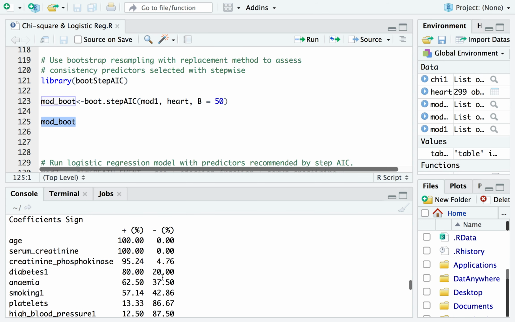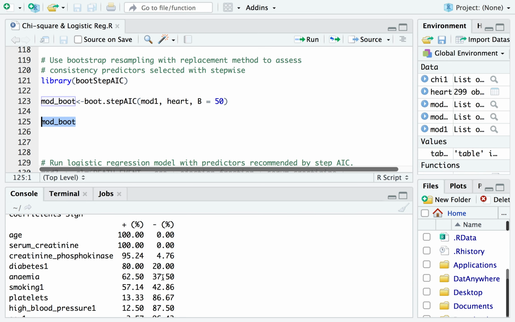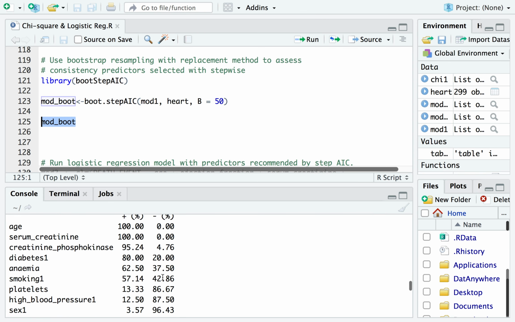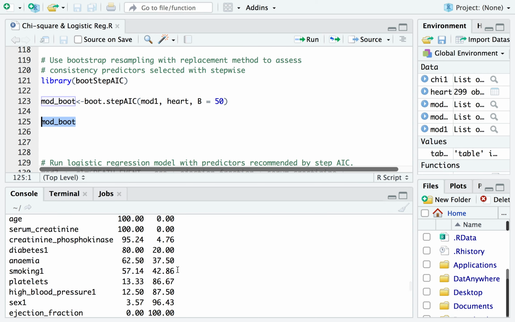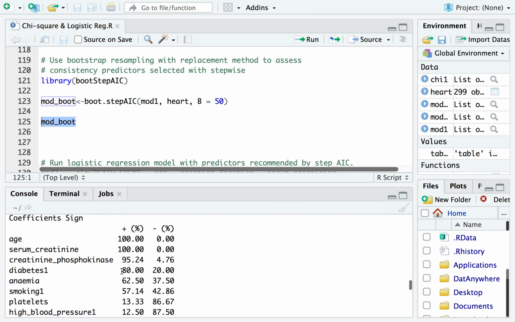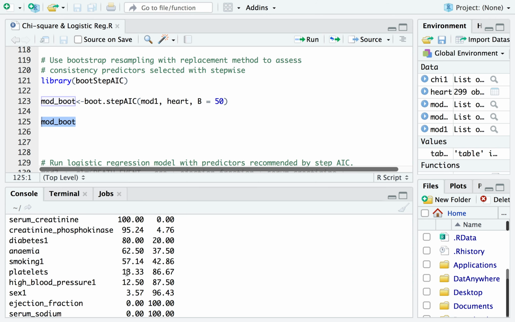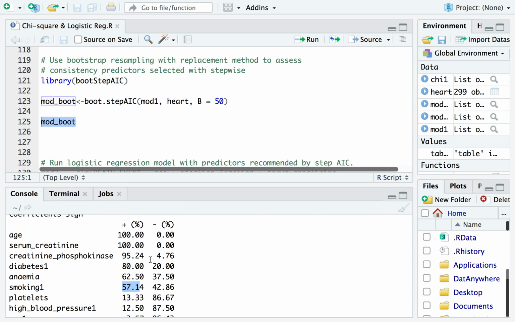Coefficient sign in this section will show how many times the sign switched. What you really don't want to see is an even split. You want to see either positive completely, mostly, or negative. When you see an almost even split, like here with smoking, yes or no, a positive sign means it increases the odds of death, and it does so 57% of the time. But 42% of the time, it showed that it actually decreased.